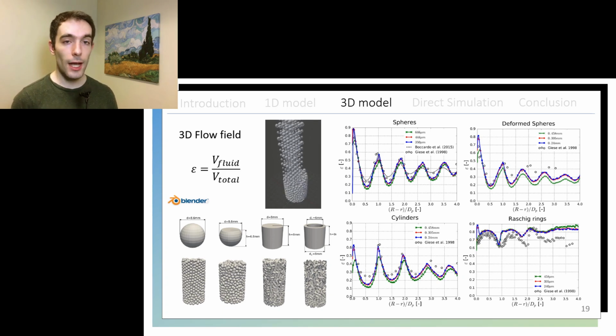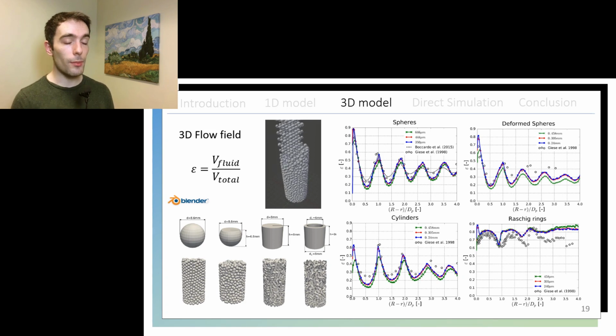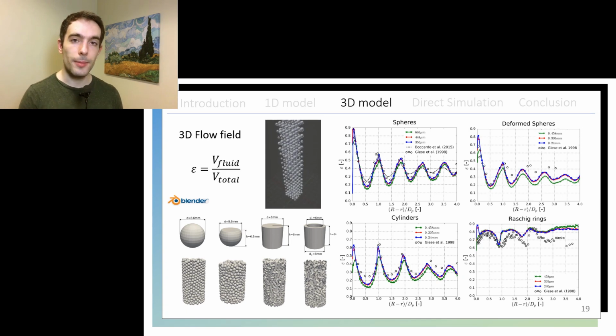On the right side of the slide, you can see the distribution of porosity along the radius of those packings, starting from the outside and then going to the inside. And the color of the lines represents different mesh sizes. In the cases where the solution is converged, you can see how it is pretty close to the experimental measurements of Guilles et al.